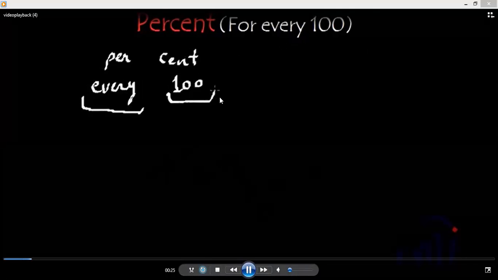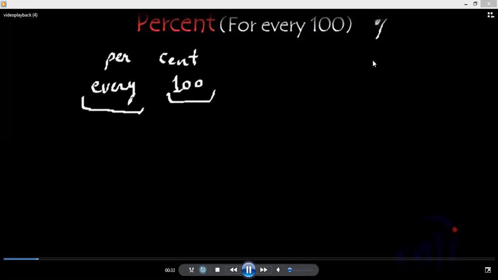So the suggestion is to divide this word into two parts. The first part is per, the second one is cent. Per means every and cent means 100, which means we will compare the part for every 100 pieces. And the sign which we are going to give to this is the percent sign. This sign expresses percent.